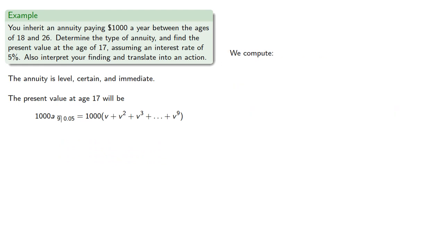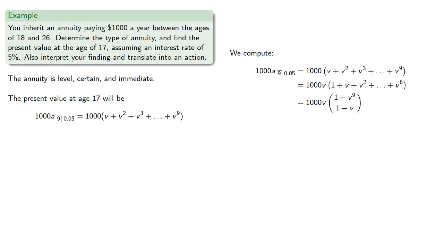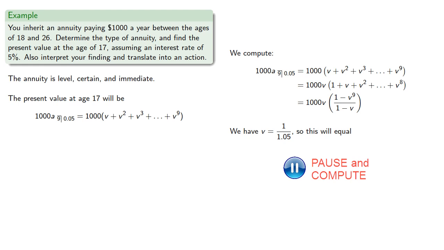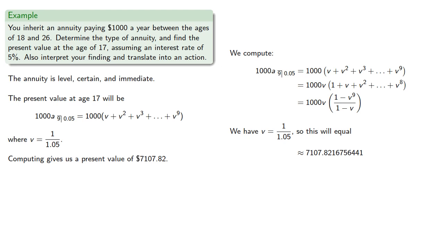And so we compute. We almost have our series, but we need it to start at 1, so we'll remove a factor of v. And now we have our geometric series. We apply the geometric series summation formula. And it might be useful to notice here that we have this ninth power of v, which is the same as the number of payments. And at an interest rate of 5%, v is a reciprocal of 1.05, so this sum will equal... and so we have a present value, 7107.82.